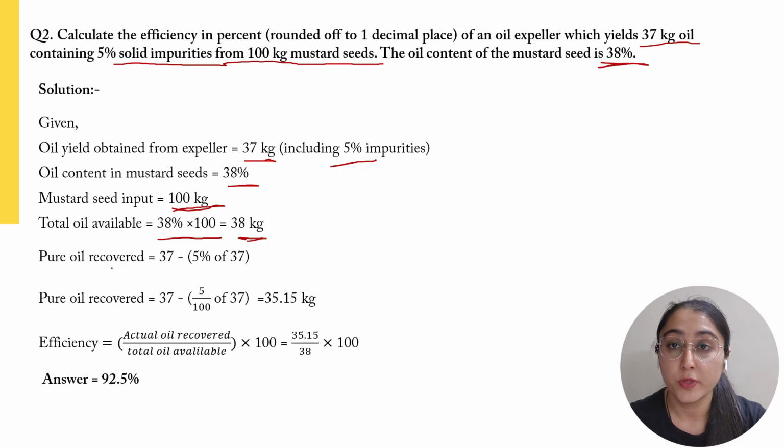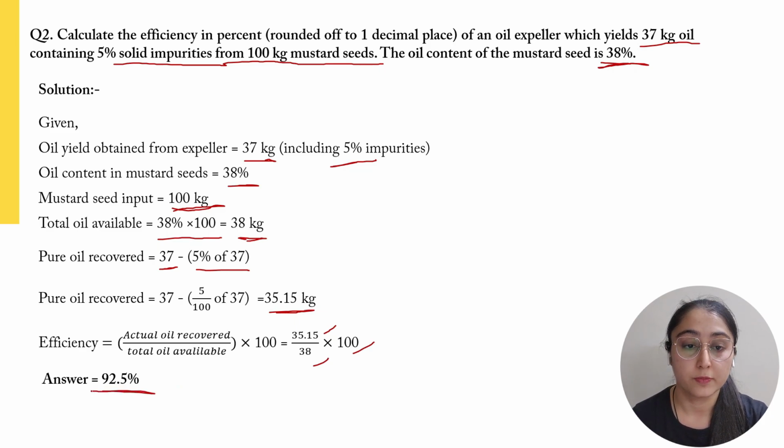Now let's understand how much oil is recovered. We know that 37 kg oil is recovered, but we also know that since 5% is impurities, we should subtract 5% of 37 to get the correct amount. So we subtract 5% of 37 from 37 and we get 35.15 kg. Now the efficiency can be calculated by actual oil recovered divided by total oil available into 100, which becomes 35.15 divided by 38 into 100. Therefore, the correct answer comes out to be 92.5%.